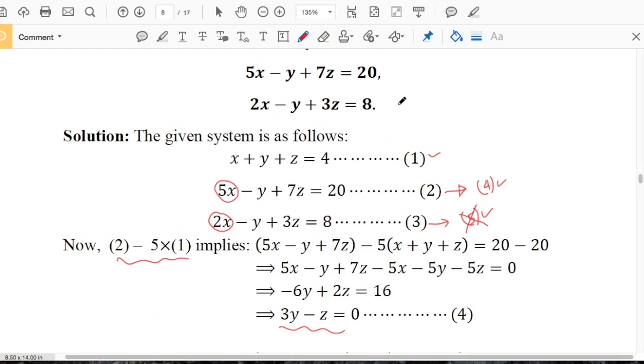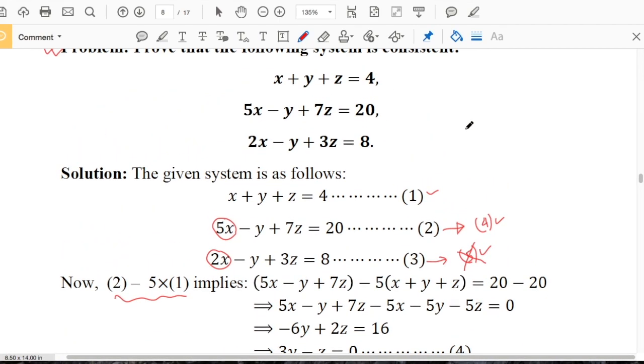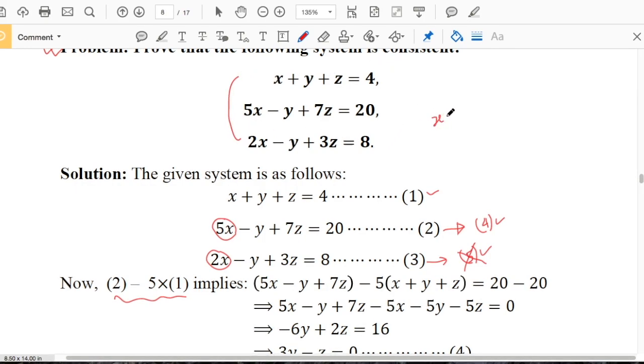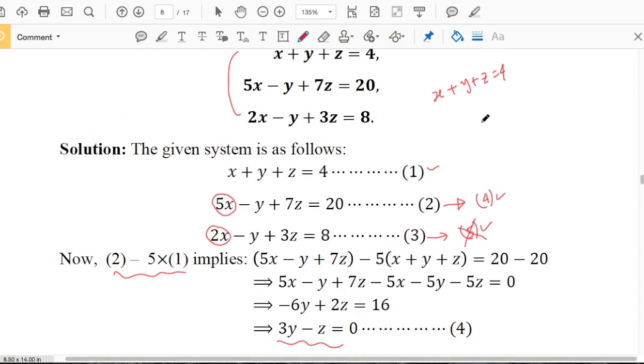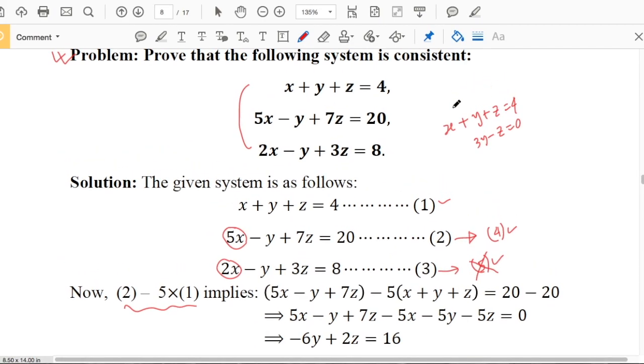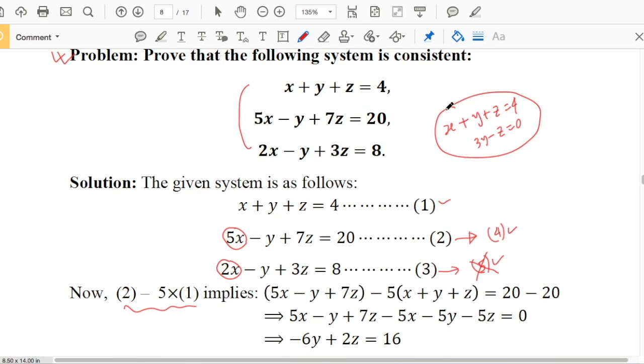So we can write that the original system now becomes x plus y plus z is equal to 4, the first equation, and equation 4, 3y minus z is equal to 0. So now the original system becomes a system of two linear equations in three variables.